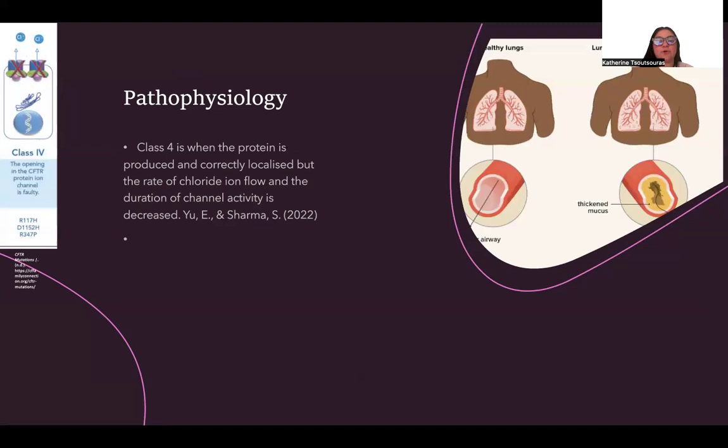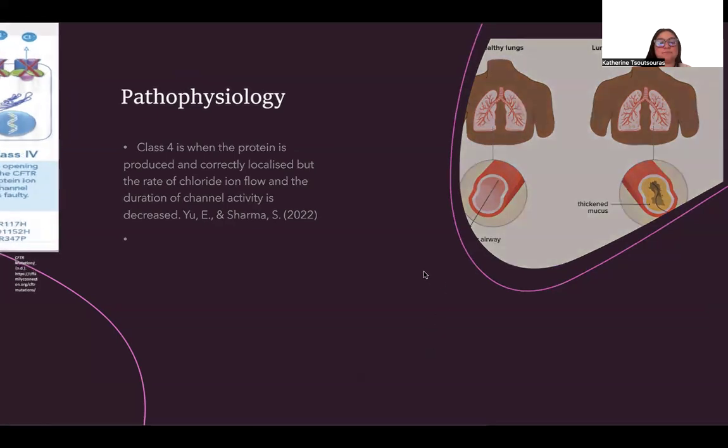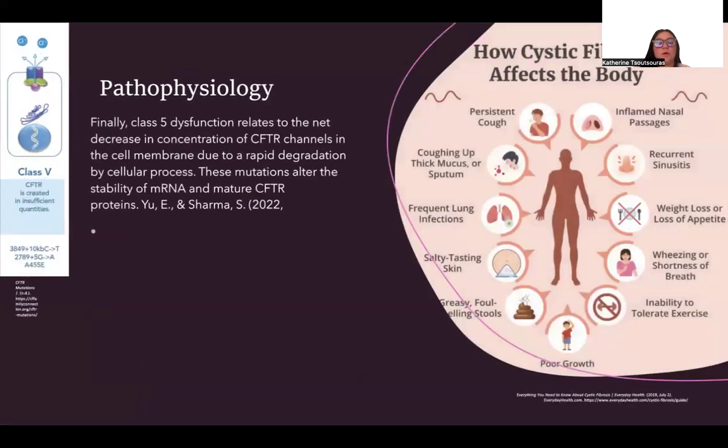Class 4 is when the protein is produced and correctly localized, but the rate of chloride ion flow and the duration of the channel activity is decreased. Finally, class 5 dysfunction relates to the net decrease in concentration of CFTR channels in the cell membrane due to a rapid degradation by the cell process. These mutations alter the stability of mRNA and mature CFTR proteins.